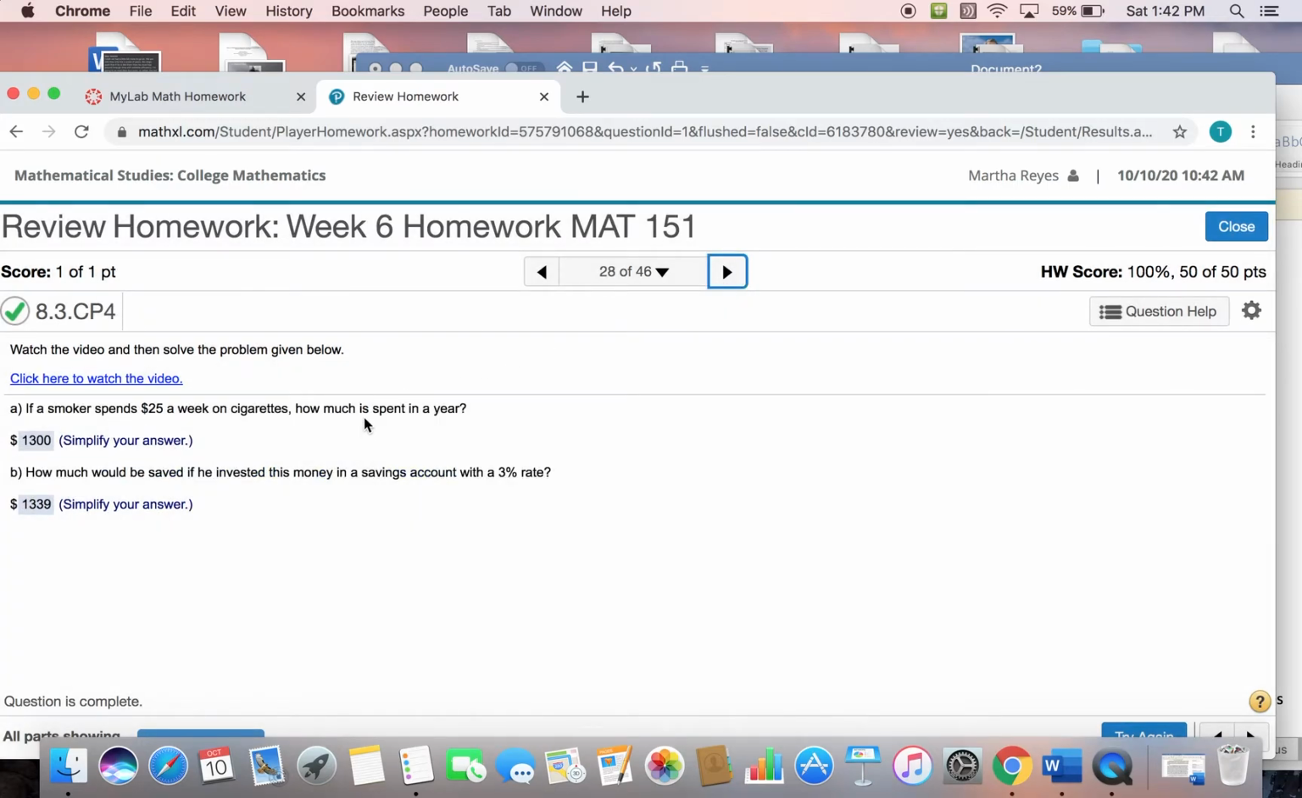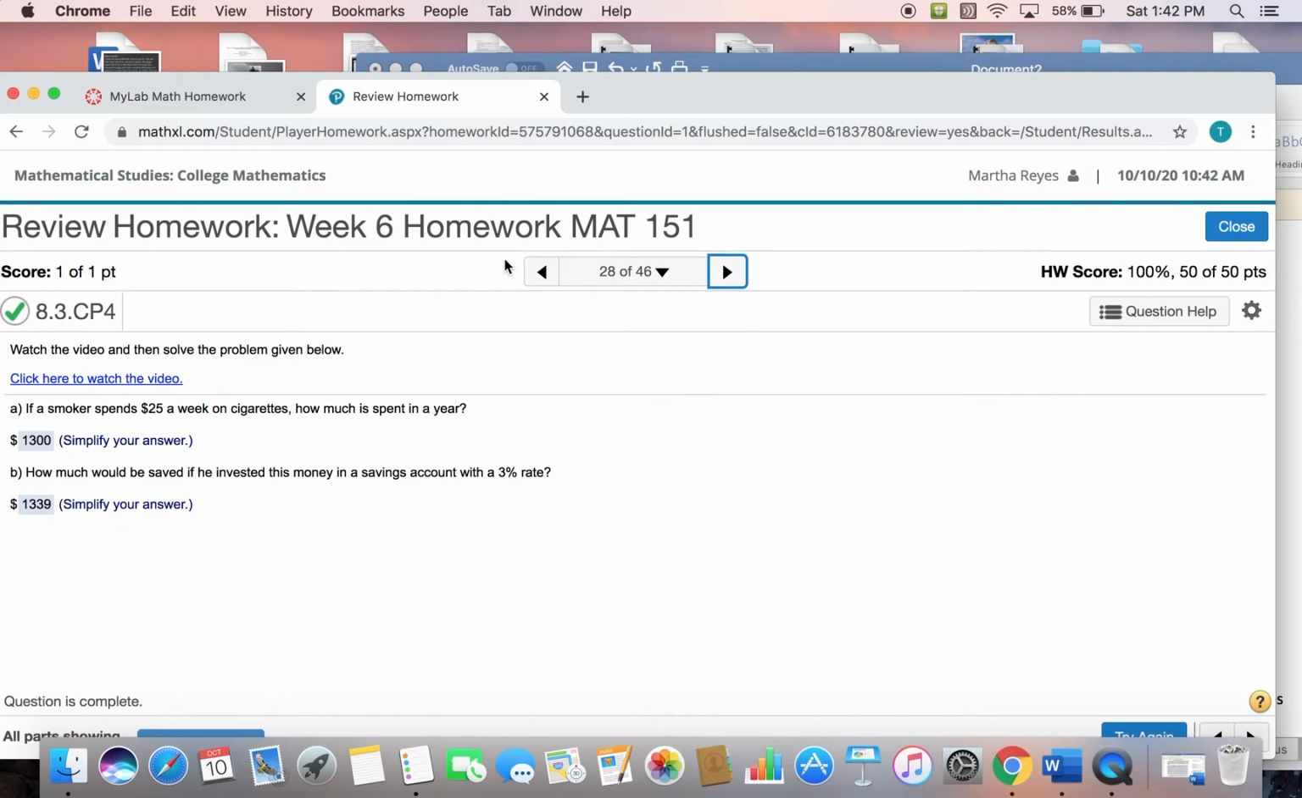All right, now this one. If a smoker spends $25 a week on cigarettes, how much is spent in a year? All you do is multiply by the number of weeks in a year. 52 times 25 is 1,300. Now, how much would be saved if you invested this money in a savings account with a 3% rate for 1 year? So all you do is plug 1,300, that's the amount, right? I equals PRT. So we go, okay, P is 1,300, R is 0.03, T is 1. We're going to get 39 when we actually solve that.